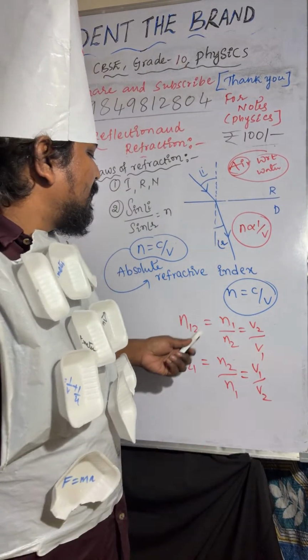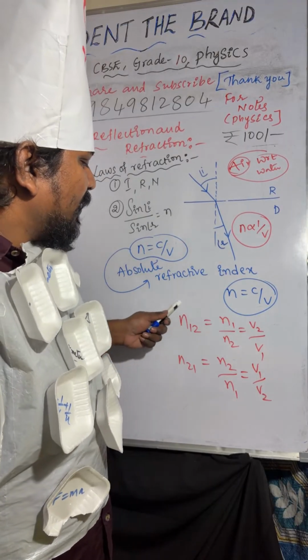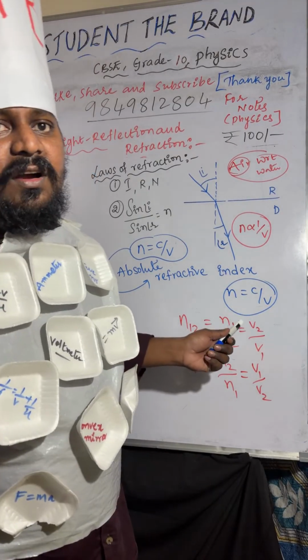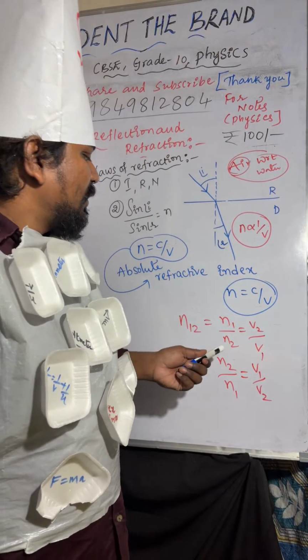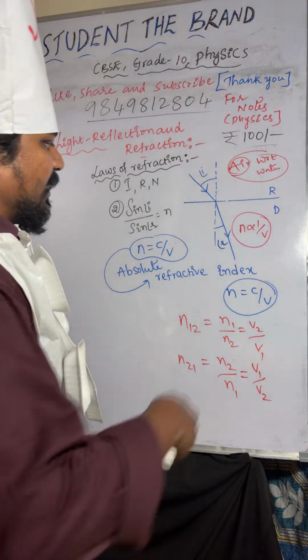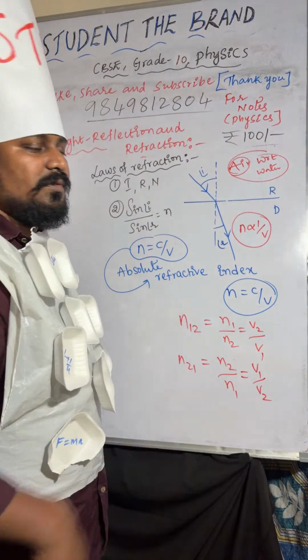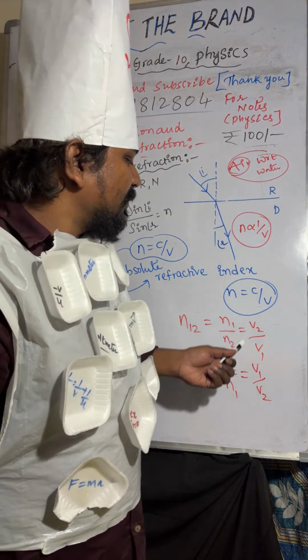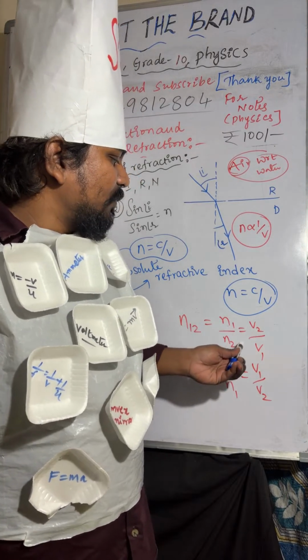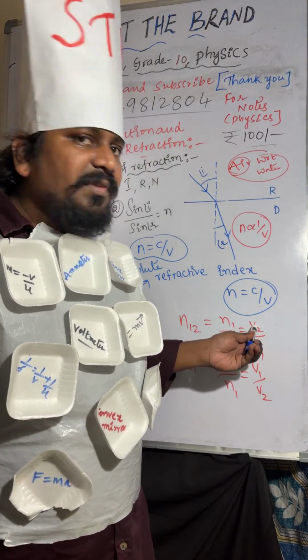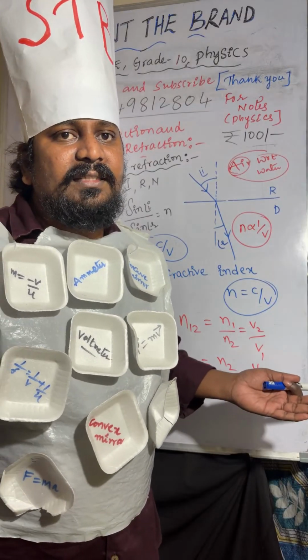n1 by n2 equal to v2 by v1. Whatever number comes first, you have to write in the numerator. Next you have to write in the denominator. So the next medium. First medium is coming n1, so n1 by n2. But here, sir, you wrote n1 by n2, and here you have written v2 by v1. Why, sir? What is the reason?